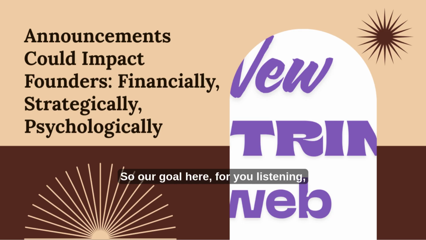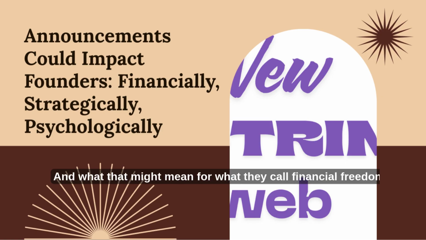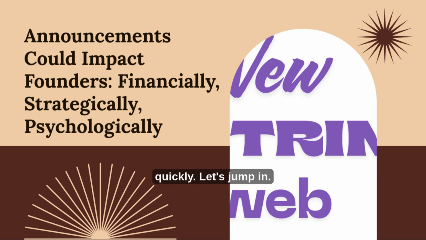So our goal here, for you listening, is to really unpack how OnPassive says it uses AI for traffic, how the commissions supposedly work, and what that might mean for what they call financial freedom. We want to break down how this AI traffic is supposed to find customers and automate earnings so you get the picture quickly. Let's jump in. Okay, let's get into it.